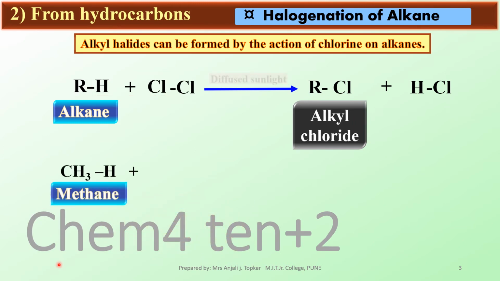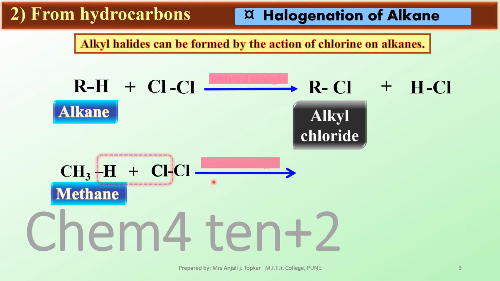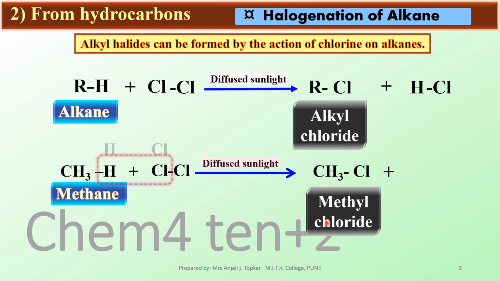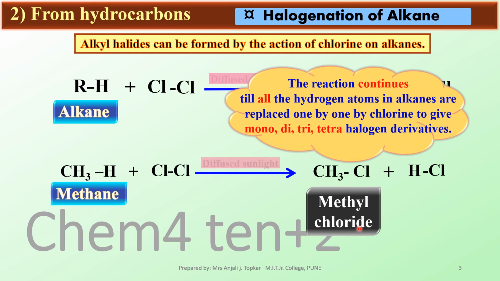Here the saturated hydrocarbon taken is methane, CH4. When it is treated with chlorine in the presence of diffused sunlight, we find that this highlighted part gets removed and CH3 of methane forms a bond with Cl. Thus, methyl chloride is obtained and HCl is removed.